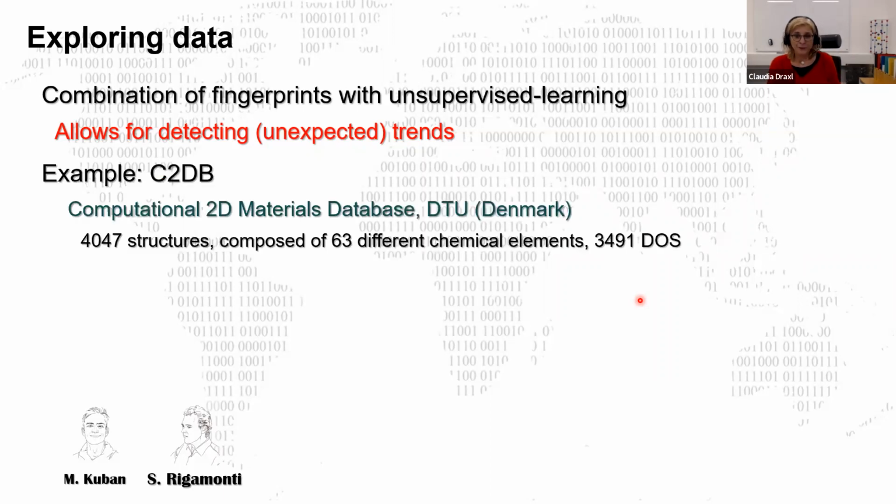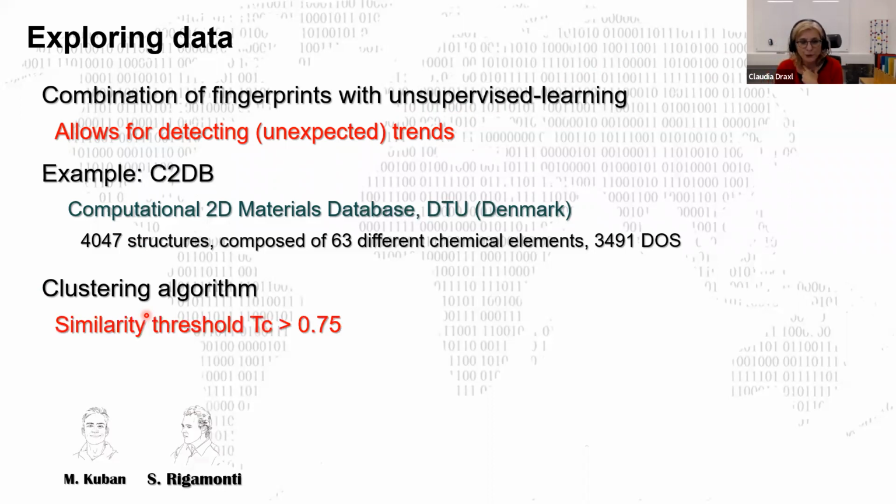And now, to do so, we explored, in this case, not the NOMAD repository, but we went to the computational 2D materials database from the DTU in Denmark, where we found more than 4,000 structures and more than 3,400 density of states. So again, it's a large playground for just finding something. So we, as an unsupervised learning method, use a clustering algorithm. So we tried to find clusters of data, and inside these clusters, the data should be comparable to each other, very similar to each other.